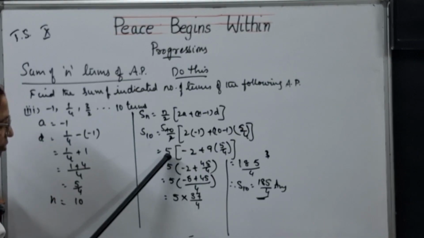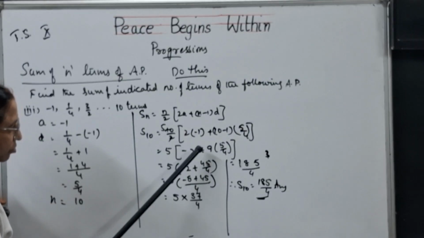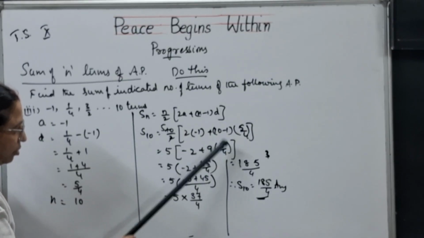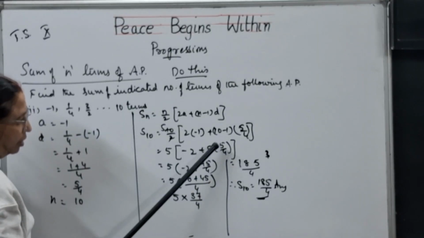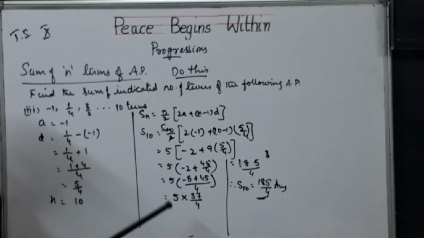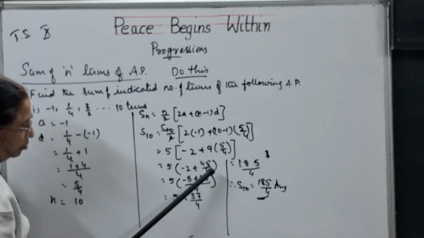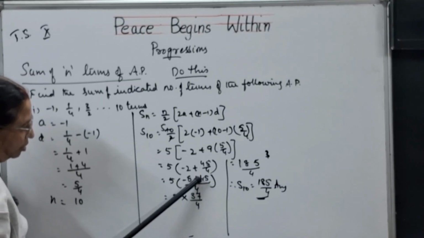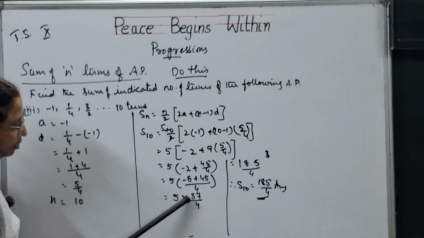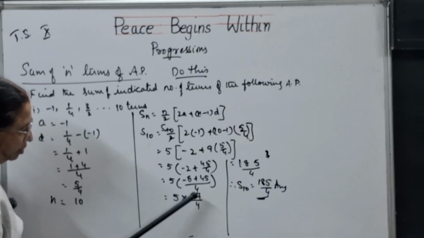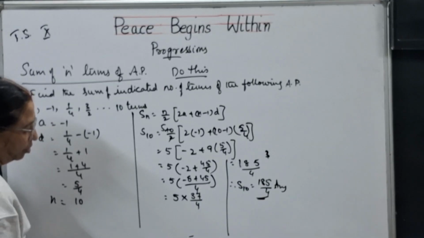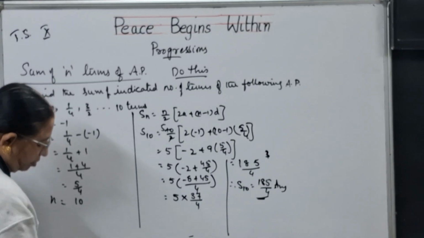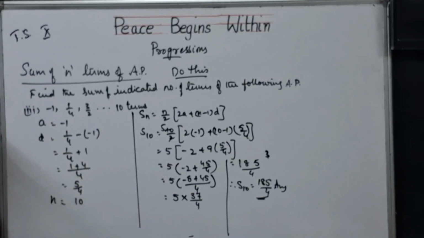So 10 by 2 is 5 into minus 2. 10 minus 1 is 9 into 5 by 4. That is 5 into minus 2 plus 9 fives are 45 by 4. That is 5 into, LCM you have to take 4, minus 8 plus 45. That is 5 into 45 minus 8 is 37 by 4. So 5 sevens are 35, 5 threes are 15, 3 is 18, 185 by 4 is the answer for this problem, children. Please note it down.